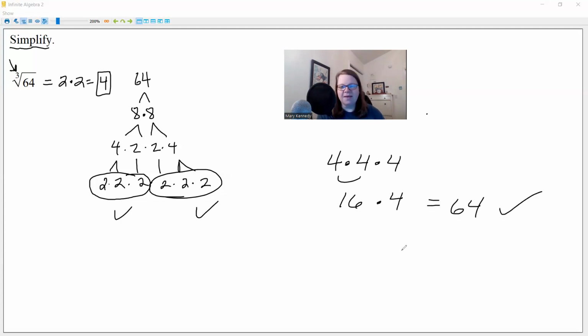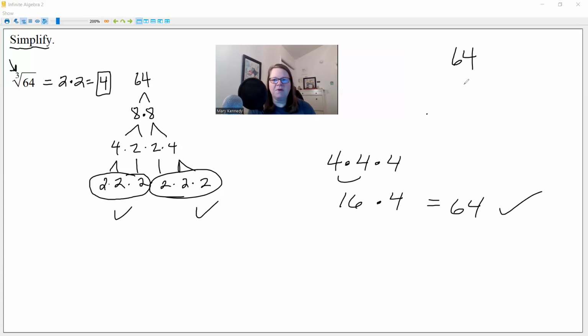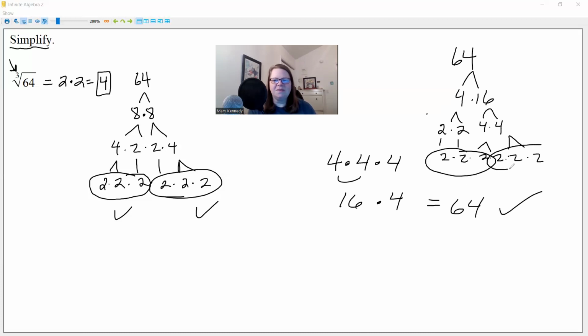So there's another way to look at it. Maybe you looked at 64 and you said, well, 64 will divide by 4. That could be 4 times 16. Like I said, you'll eventually get down to the same thing that we got to. Right, there's the 2s and there's the pairs of 2s. And so there's 3 2s and there's 3 2s. And so because we had a 4 times 4 times 4, just a different way of getting to it, but that's 2 times 2, which is 4. And that is the answer to this one. So cube root of 64 is 4.